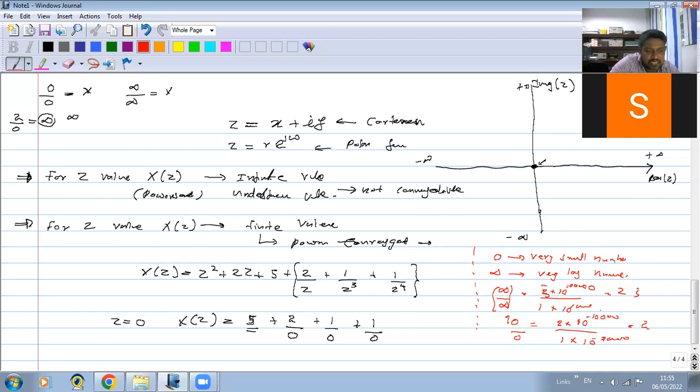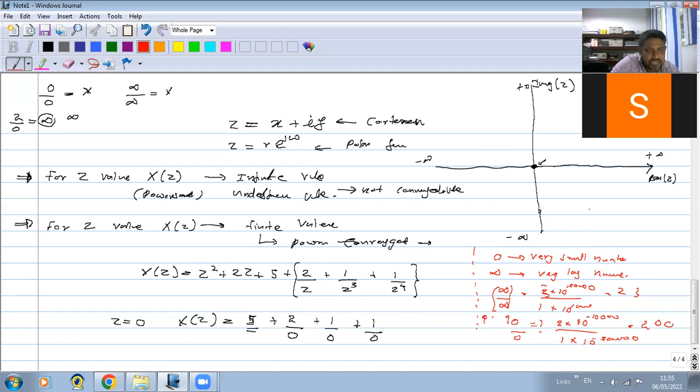And if this is 100,000, here you will get 200? I'm not sure. Use a calculator and see. So here also, if you divide a small number by a small number, it can be a very small number, a very big number, or a finite number. So this also we can't define.